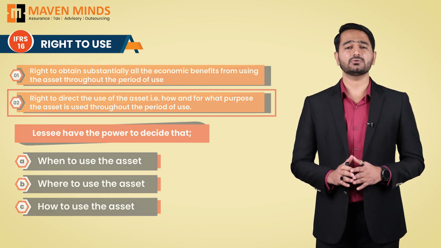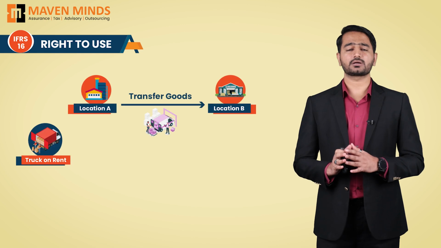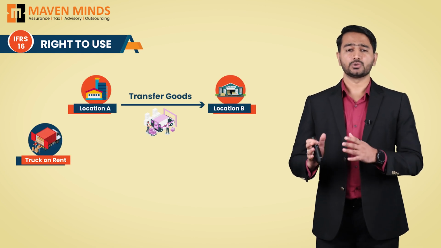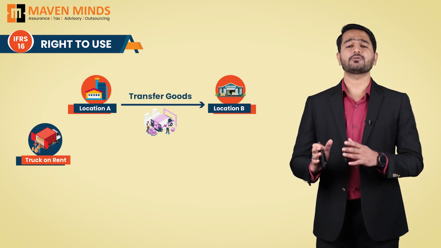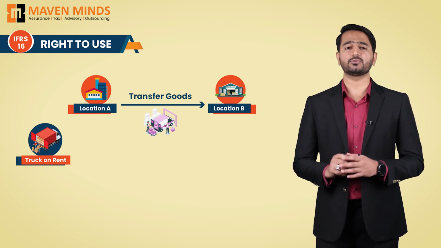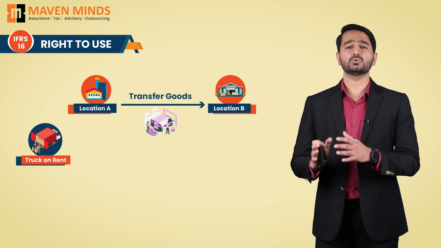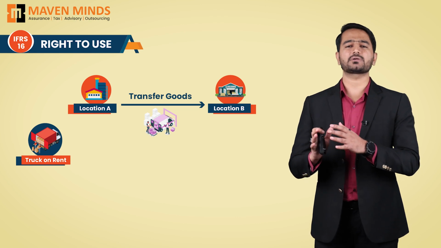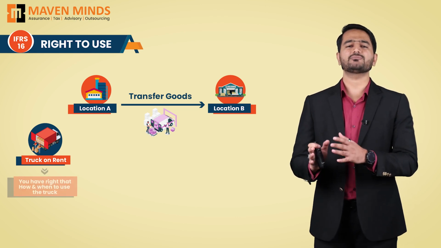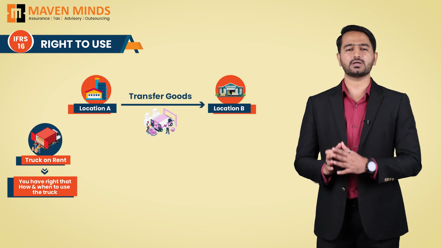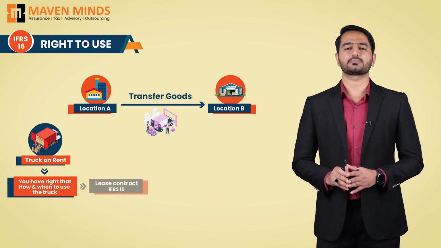Let me remind you of the example from our last lecture. Remember the truck scenario? If you rent a truck, you load the inventory, you decide which route to take, at what speed to drive, and when to drive. This means you are in full control of how the truck is used. So you have the right to direct the use of that truck, and that's a lease contract.